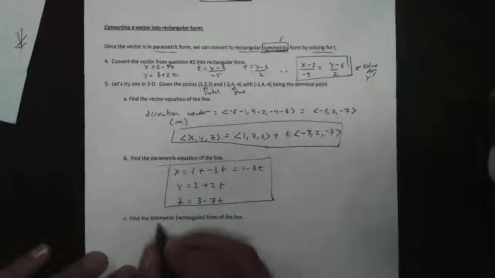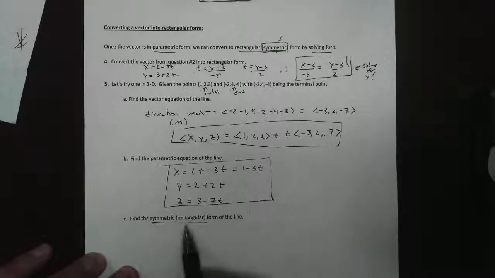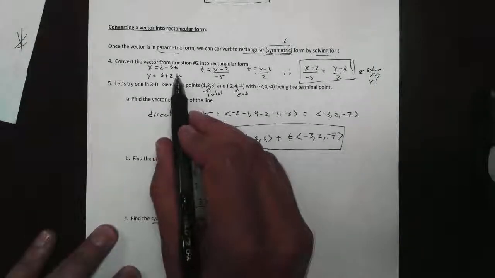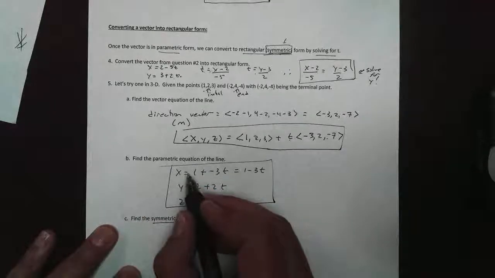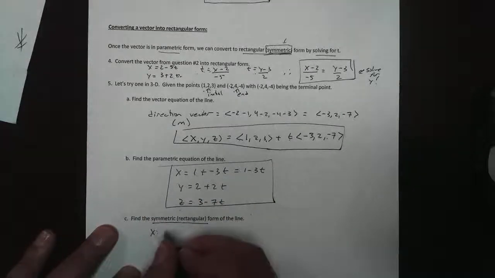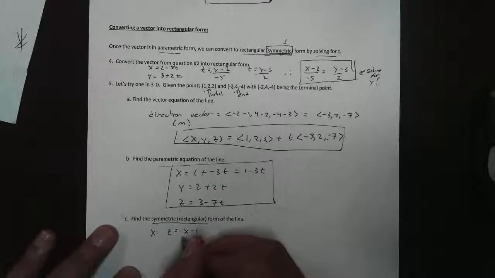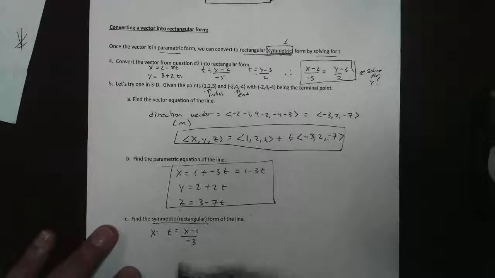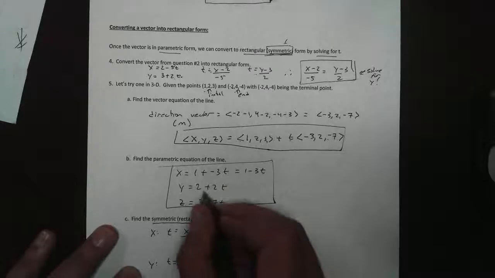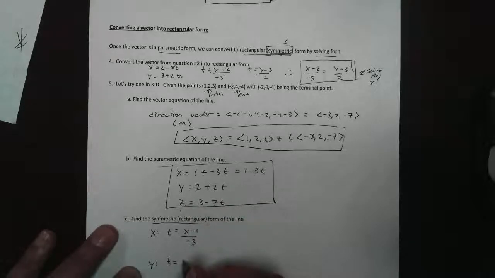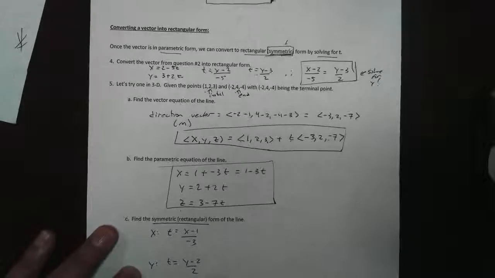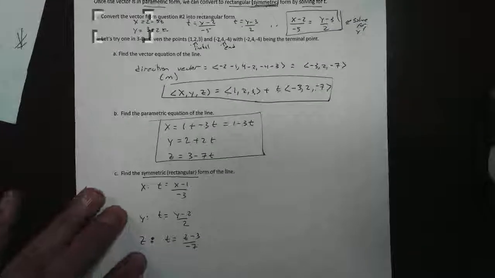But now we want to write this in rectangular form, or that symmetric form. Now remember, we're going to do the same way we did up here. So for the first one, for x, I can solve for t. T is equal to x minus 1 divided by negative 3. To get y, t equals, if I subtract 2, y minus 2 divided by 2. And the same thing for z. T equals z minus 3 over negative 7. But there we go. You probably wanted to see that.